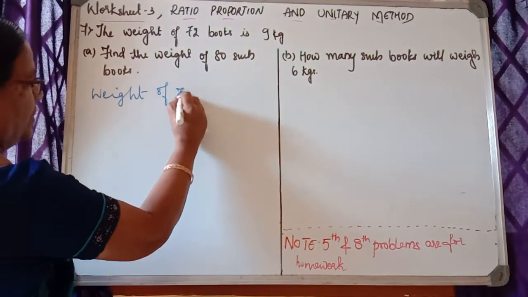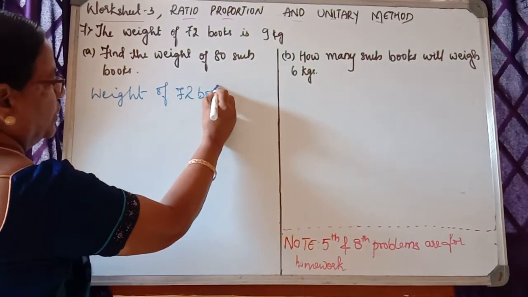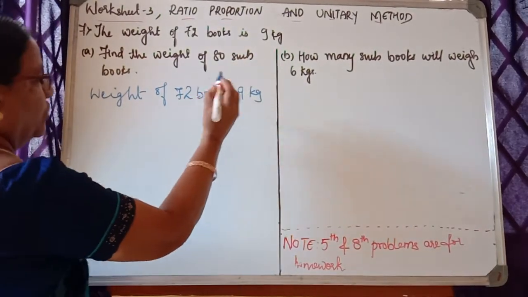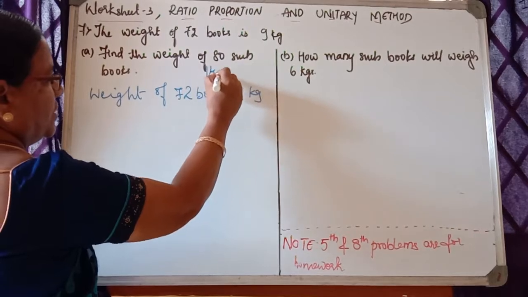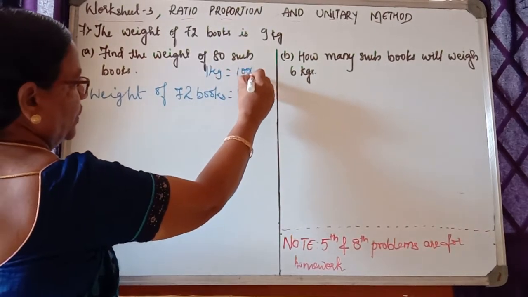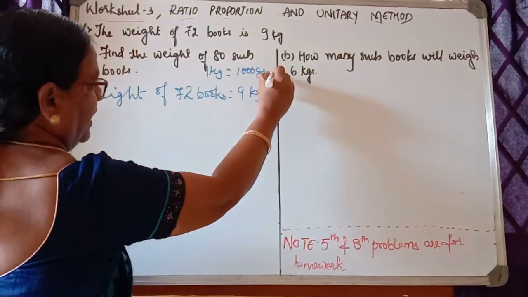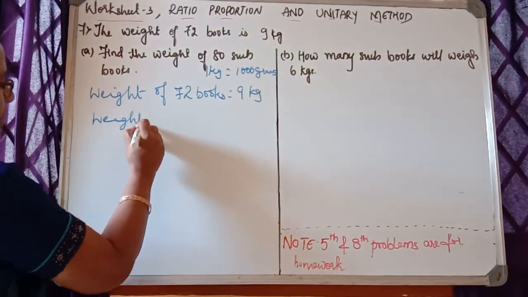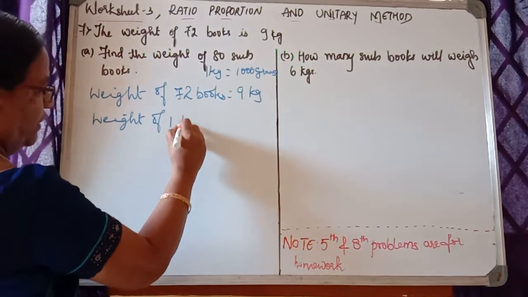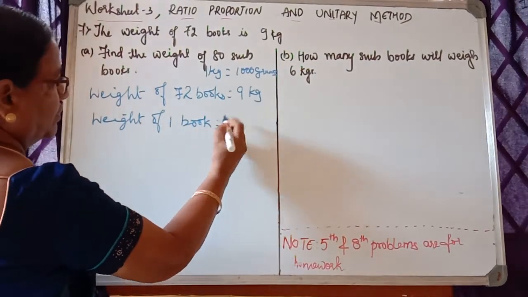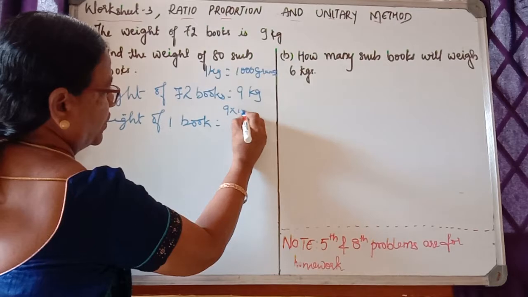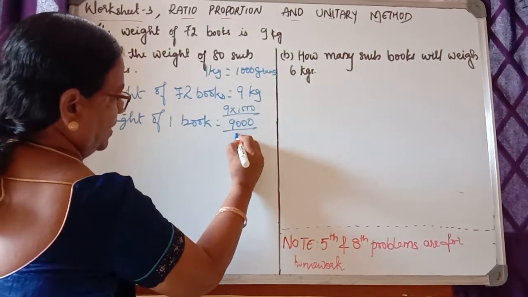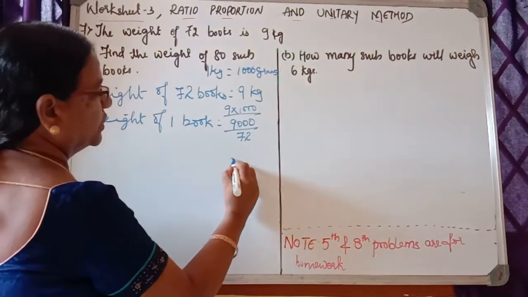Weight of 72 books is equal to 9 kg. Before that we have to know 1 kg is equal to 1,000 gram. Now, weight of 1 book is equal to 9 into 1,000, that is 9,000 grams divided by 72 books.